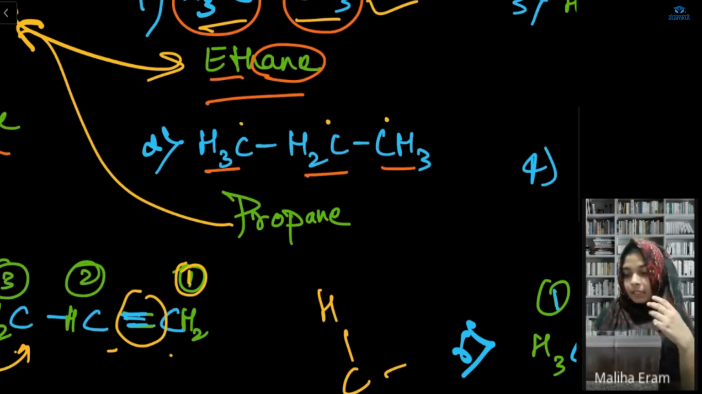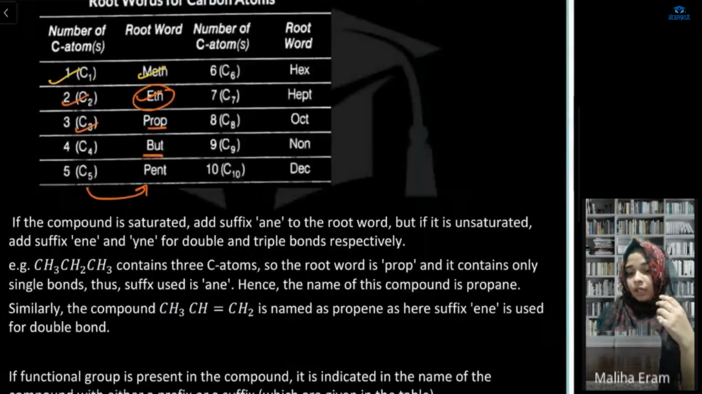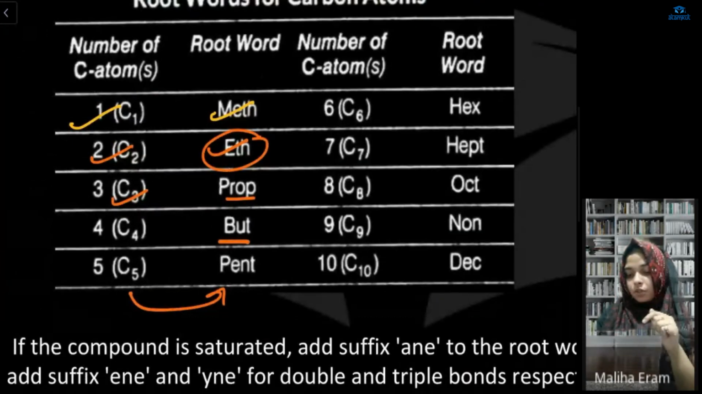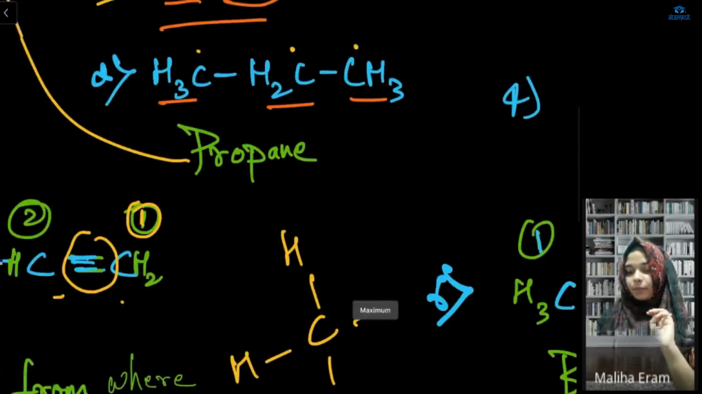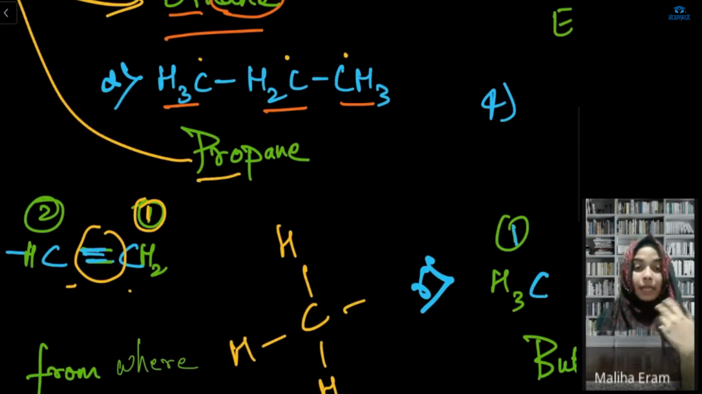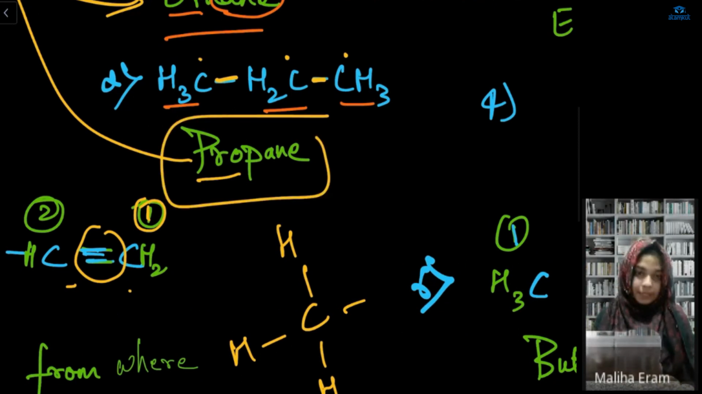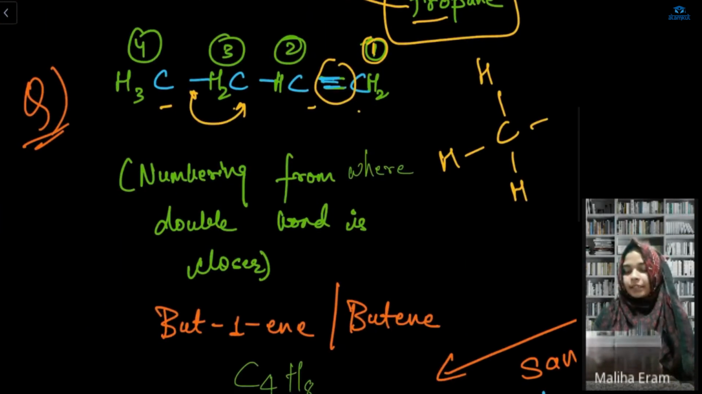Okay, next. CH3, CH2, CH3 means here how many carbons? Three carbons. So now we will look at this chart. 3 क्या है? Your prop. And why ane? Because your two single bonds are there. That's why we will write ane. So it will be propane.